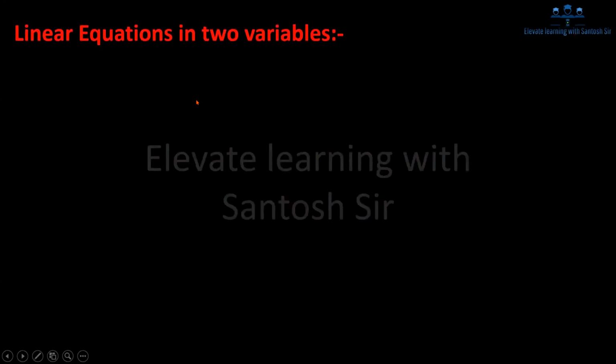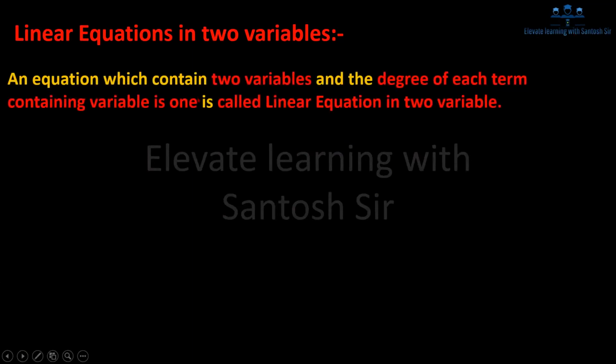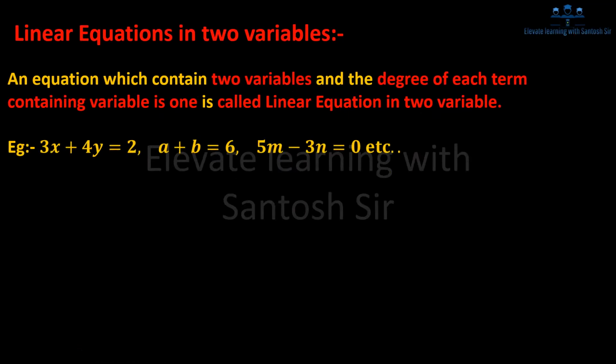Linear equations in two variables. An equation which contains two variables and the degree of each term containing variable is 1 is called a linear equation in two variables. We can have some examples over here. If we look at the first example, it contains two variables and the degree of the term containing variable is 1. So it is a linear equation in two variables.